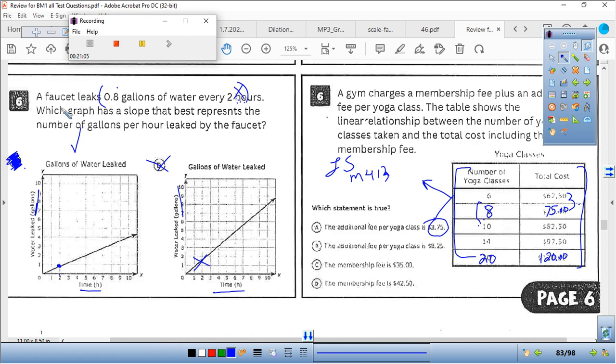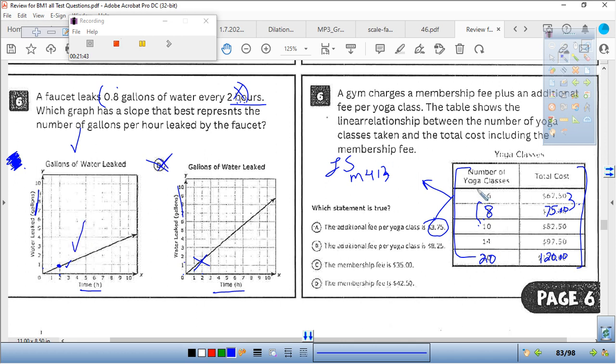So she's asking, if a faucet leaks at 0.8 gallons every 2 hours. X is always hours. Every time you see it, X is going to be hours. Time, minutes, seconds, months, years, whatever, hours. So it's saying which graph has a slope that best represents the number of gallons per hour leaked by the faucet. So let's go to 2 hours. Let's find 2 hours, and let's go up to the 0.8 gallons. That's pretty good. It's for the 1. I like that one a lot. Doesn't that 2? It's going to go past the 1. Take a 1.5. Definitely out. Has to be this one.